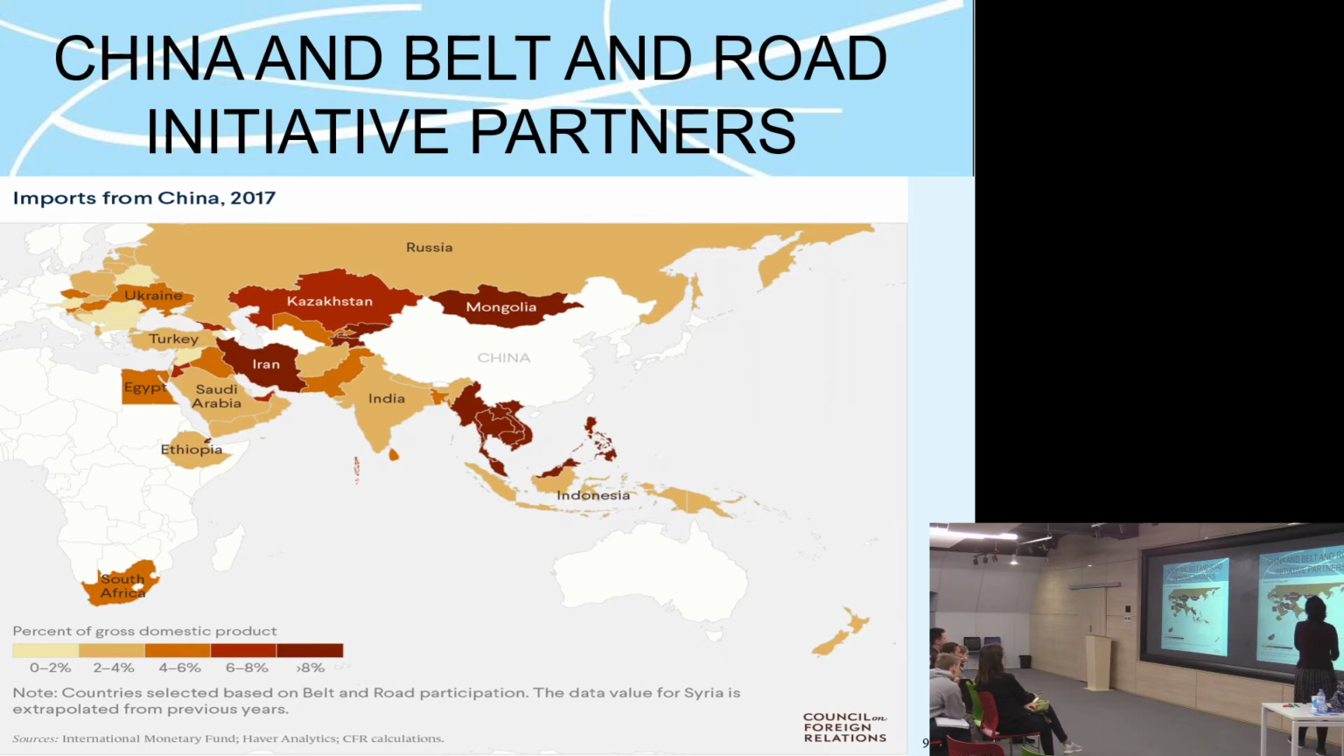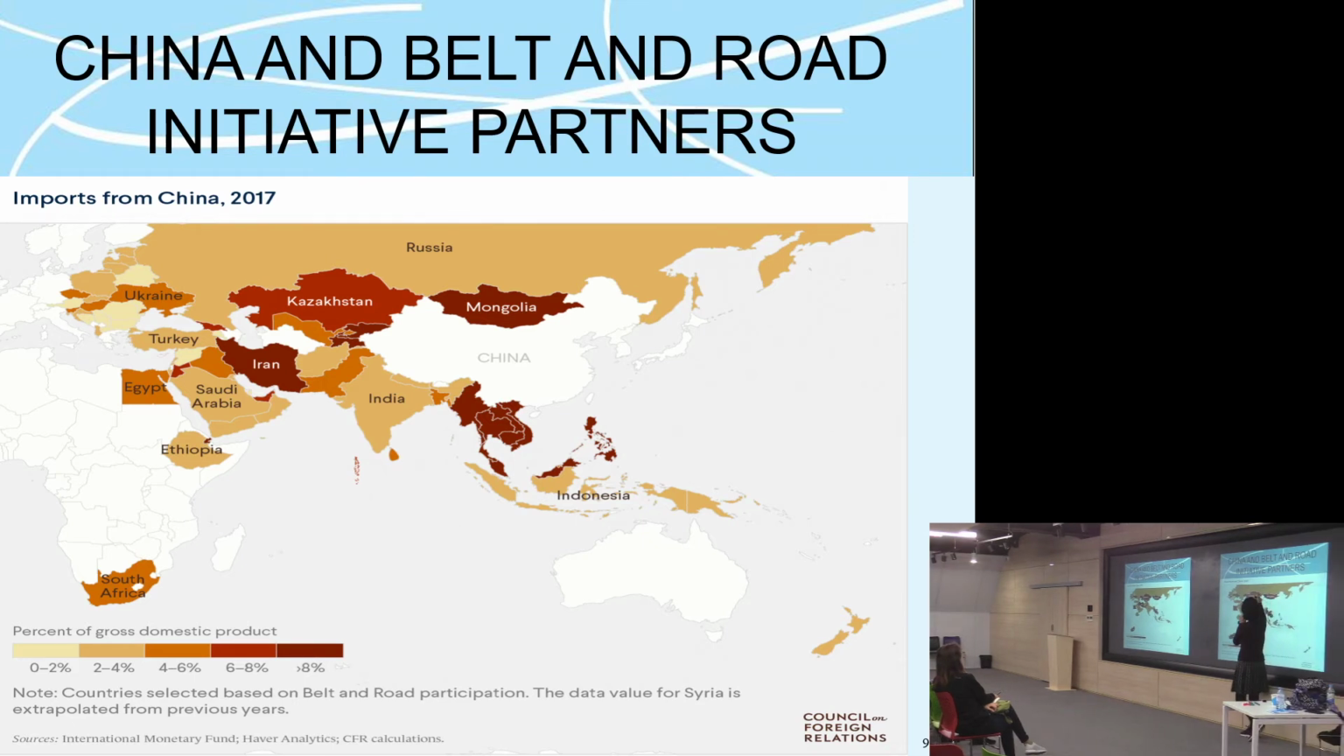As you can see, some of the neighbors of Russia, Mongolia, Kazakhstan, very, very significant, and Russia is, I guess, somewhere between 2 and 4% of GDP it's importing from China.